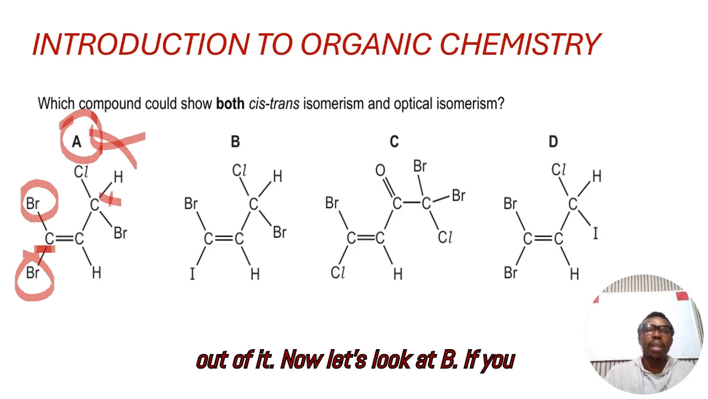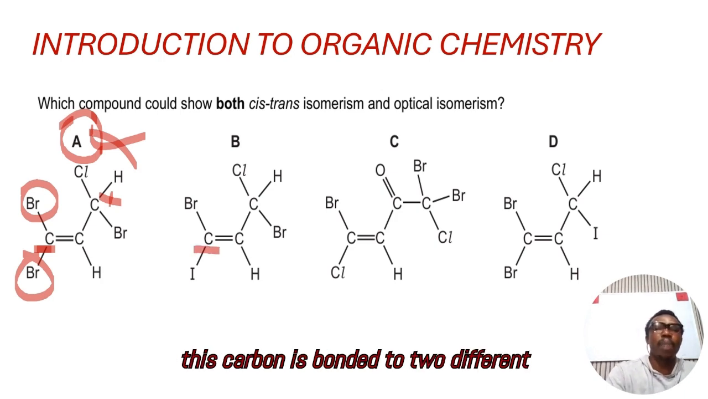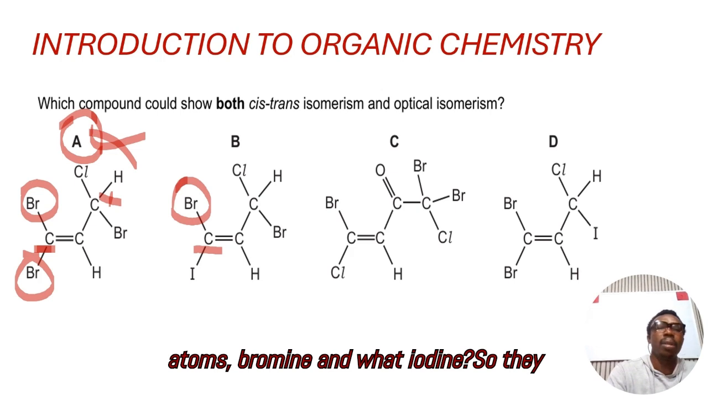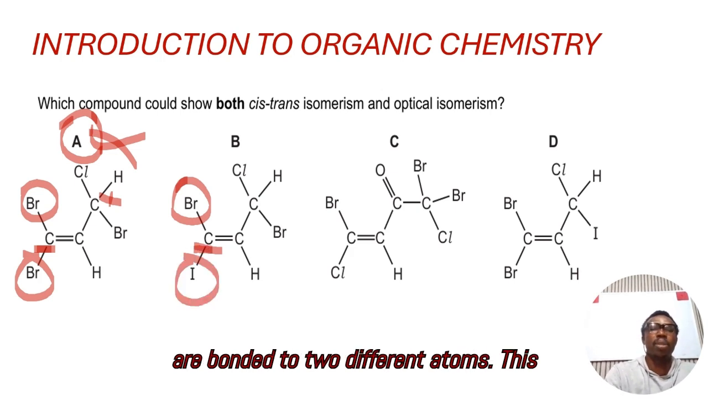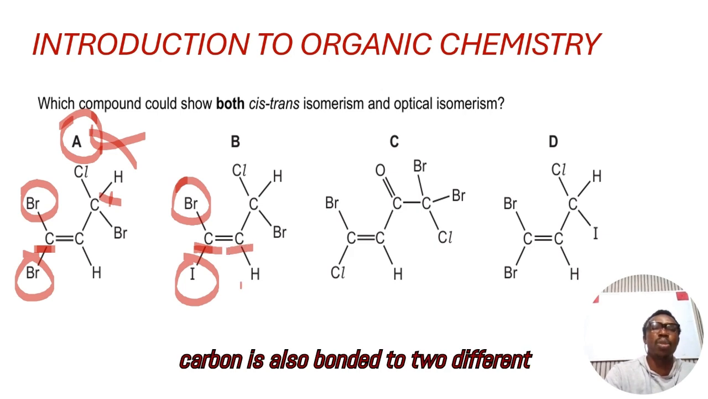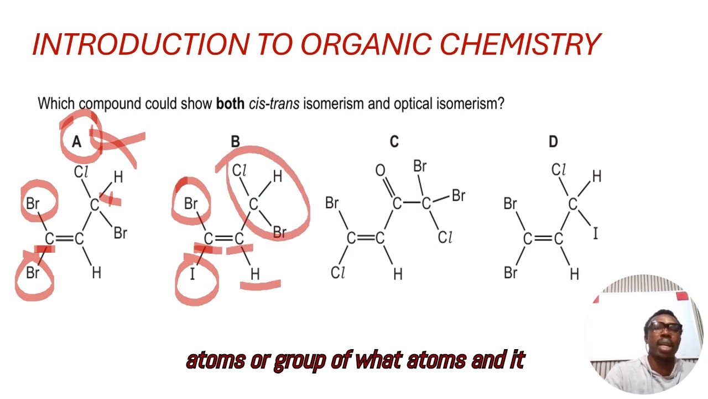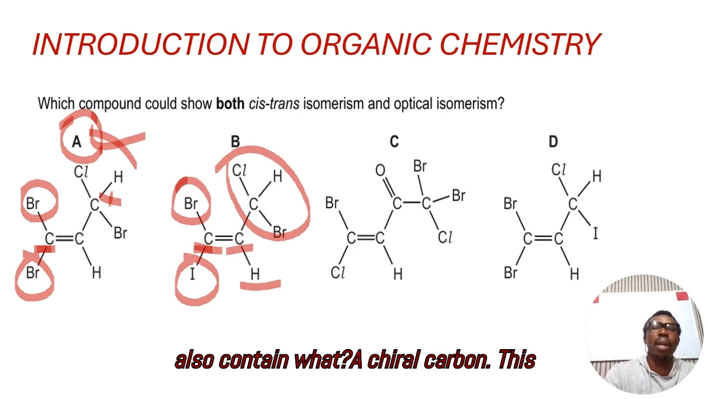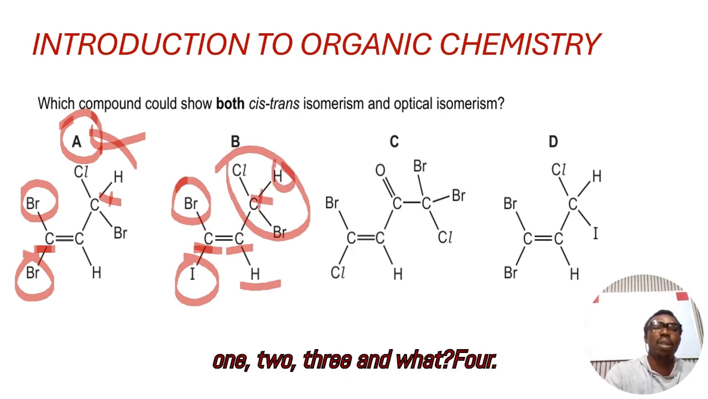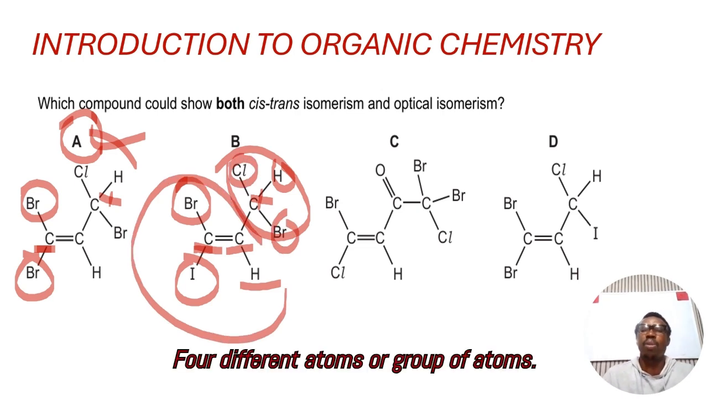Now let's look at B. If you look at the carbon double bond carbon, this carbon is bonded to two different atoms, bromine and what? Iodine. So they are bonded to two different atoms. This carbon is also bonded to two different atoms or group of what? Atoms. And it also contains what? A chiral carbon. This carbon is chiral because it's bonded to 1, 2, 3, and what? 4. 4 different atoms or group of atoms.